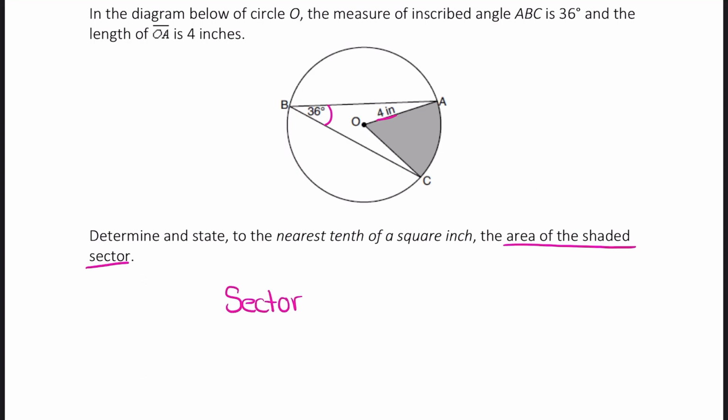So I'm going to put sector area. I told you they love sector area. They use it a lot. Sector area over pi r squared. And you are going to set this equal to something. So they gave you an angle. That's a huge hint that you're probably going to be doing central angle, but we need to find our central angle. This here is an inscribed angle.